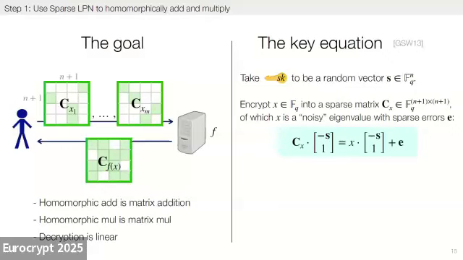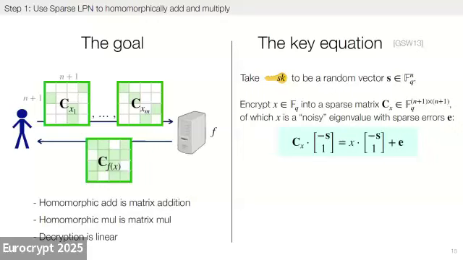Well, again, following in the footsteps of Gentry, Sahai, and Waters, we're going to have our ciphertexts have some special structure. So we're going to have our user sample its secret key to be just a random vector S of dimension n. And then to encrypt any message X, what we're going to do is we're going to build a sparse matrix C into which we've embedded X as a noisy eigenvalue.